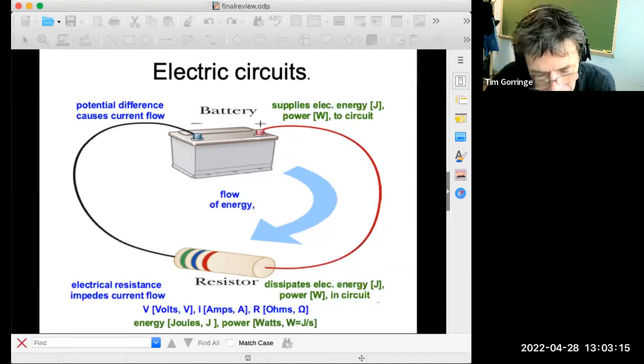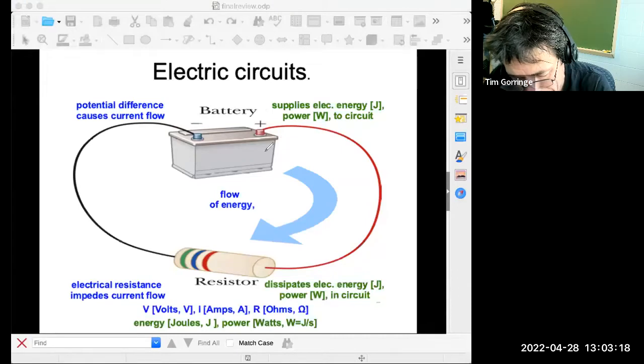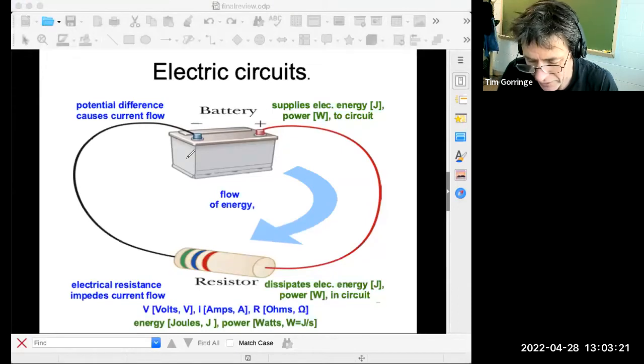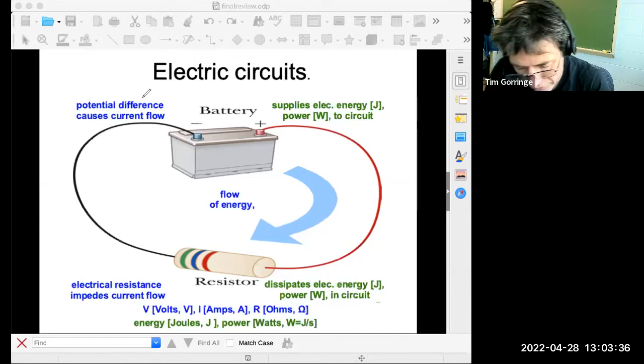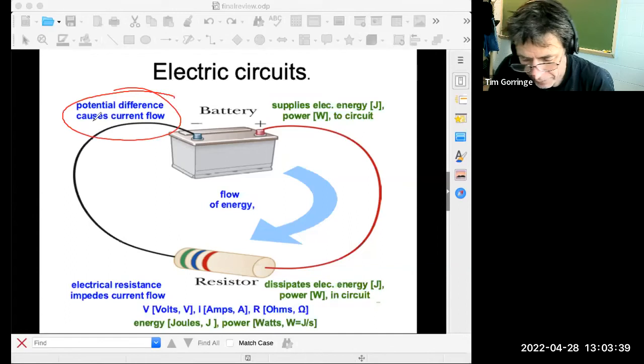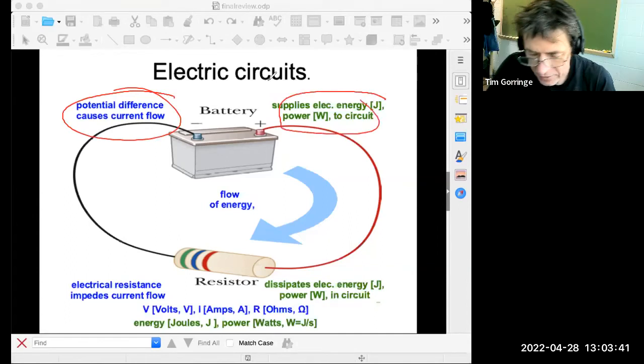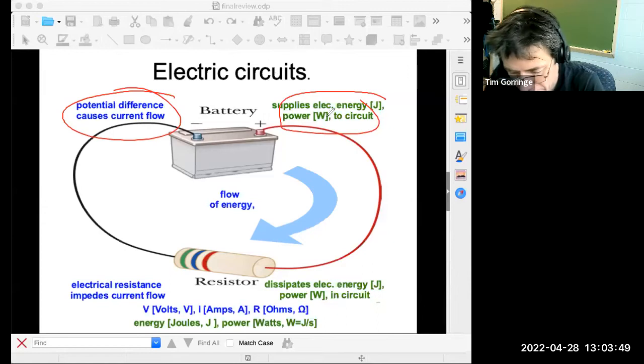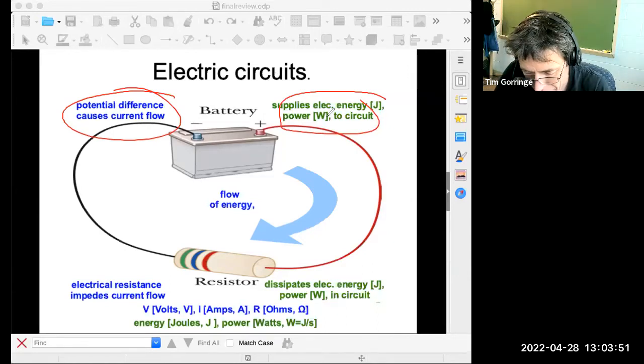So a battery, one way of thinking about it is as a source of an electrical potential difference that causes an electrical current to flow if there's a circuit connected across the terminals of the battery, across the electrical potential difference of the battery. So that's one way we can think about a battery. Another way is that a battery is something that supplies electrical energy to a circuit. It supplies electrical power to a circuit. So that's the second way we would visualize a battery.